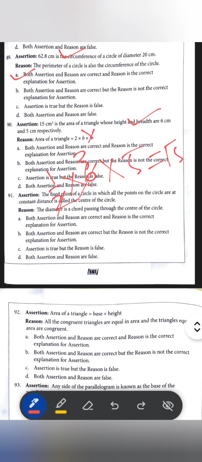That is wrong. So what is the answer? Assertion is true but reason is false. So here option C. Now, question number 91.